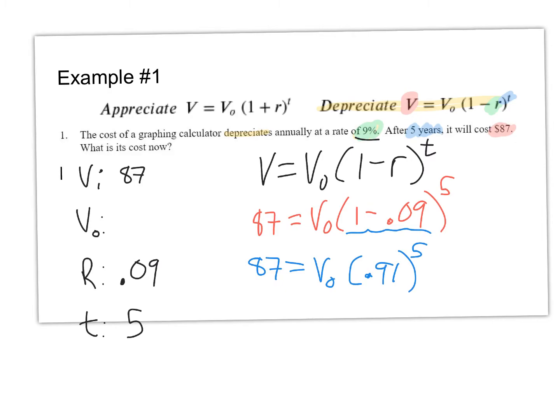Okay. Now, our next step, we're going to take 0.91 and raise it to the fifth power. Exponent comes next. Okay, so 0.91 raised to the fifth.